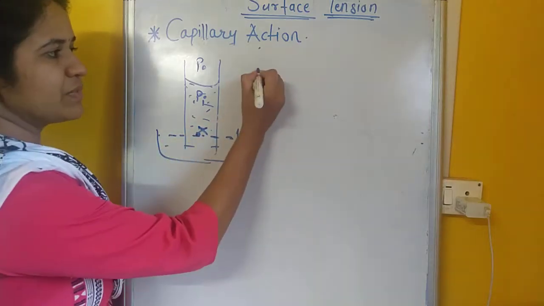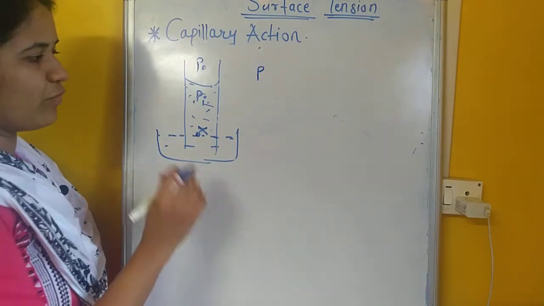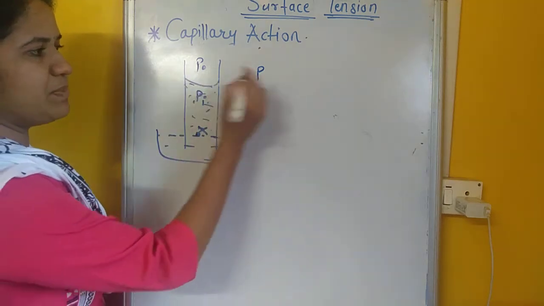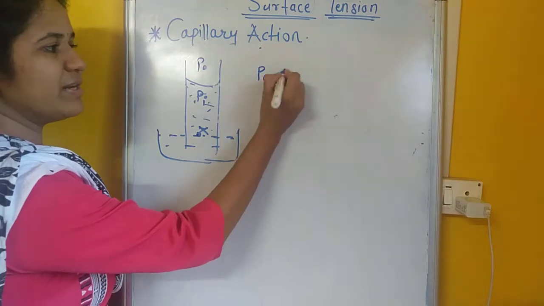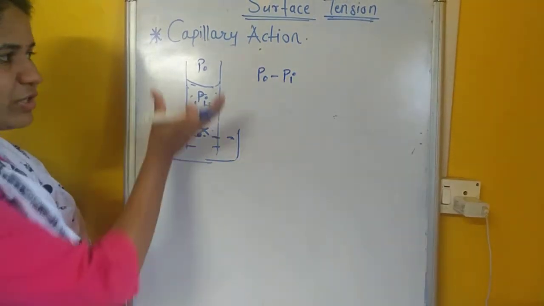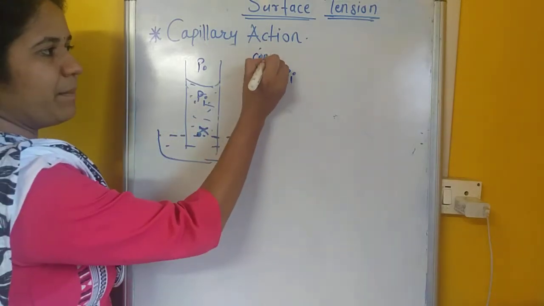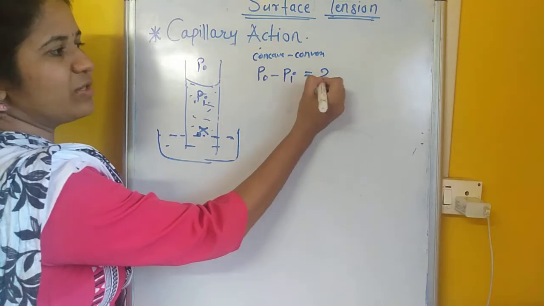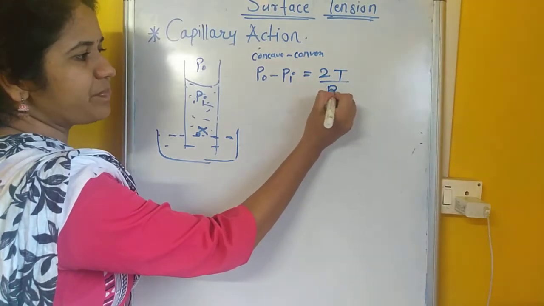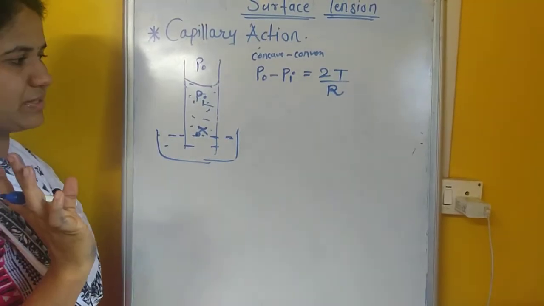that is atmospheric pressure Px. So we know that in last lectures we derived the formula Pi minus P0. Which pressure is more? P0 is more. So P0 minus Pi, the concave side pressure is higher. Concave side pressure minus convex side is equal to 2T by R. Okay, T is the surface tension, R is the radius of meniscus.